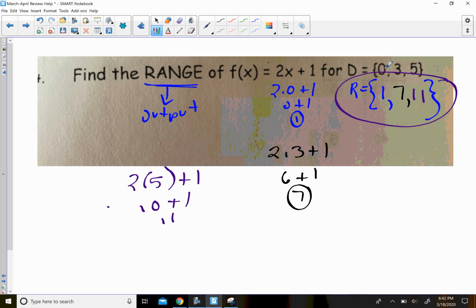When I input a 0, I get out 1. I input a 3, I get out 7. When I input a 5 to the equation, I get 11 out.